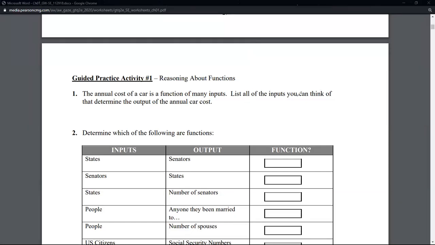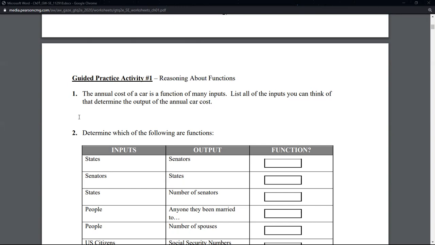List all of the inputs you can think of that determine the output of the annual car cost. Now, I'm not saying determine the output. I'm not giving you enough information to do that. I'm saying list all of the inputs, all of the different things, like the sticker price. So I'm going to list maybe 3 or 4 things, and then I want another 3 to 4 as homework, again, in the Canvas. In Word, I'll type up exactly what all this will be.